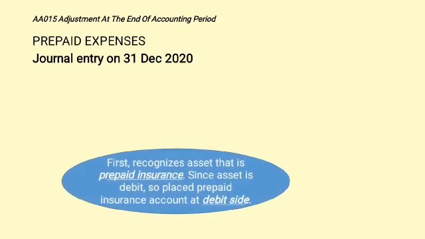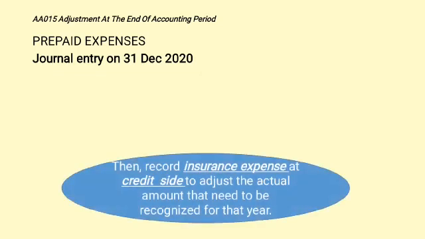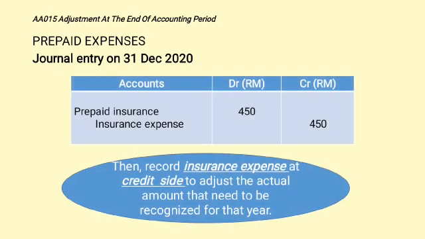So the journal entry is on 31st December 2020. We need to recognize the asset, that is prepaid expenses. So at the debit side, we record prepaid insurance RM450, while at the credit side, we record insurance expense RM450. By this adjustment, the expense is reduced by RM450.